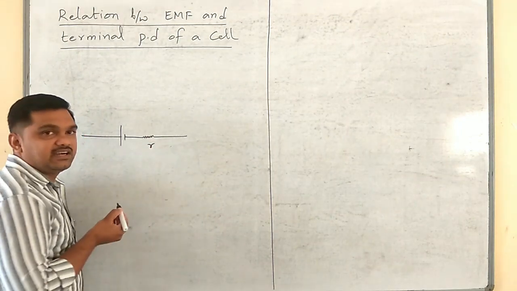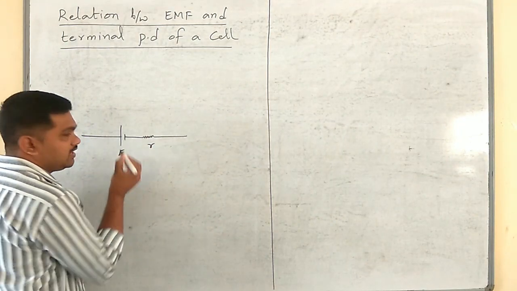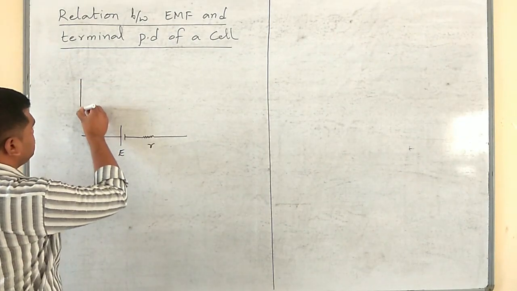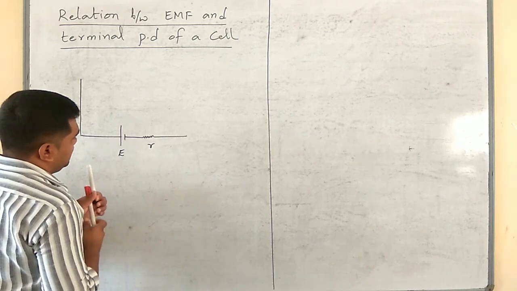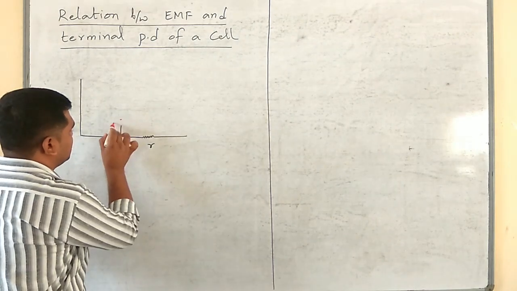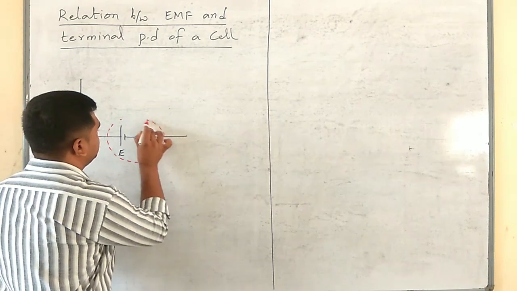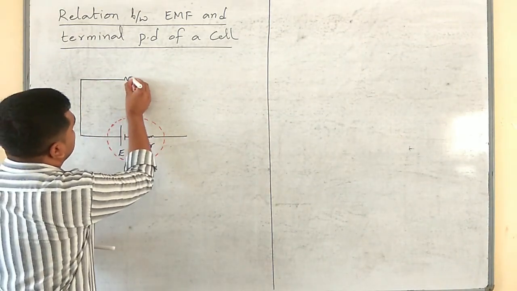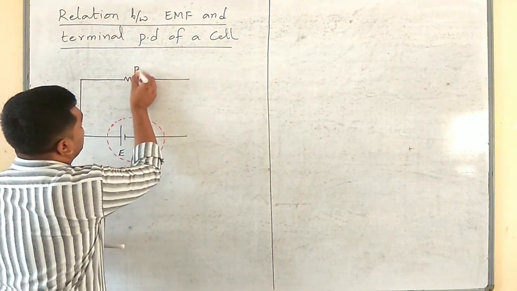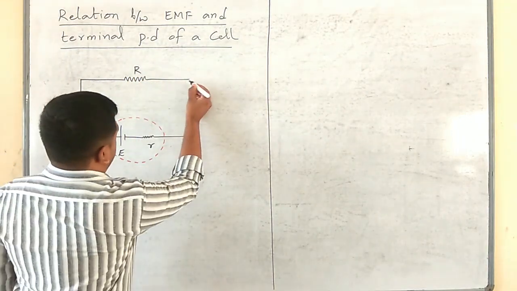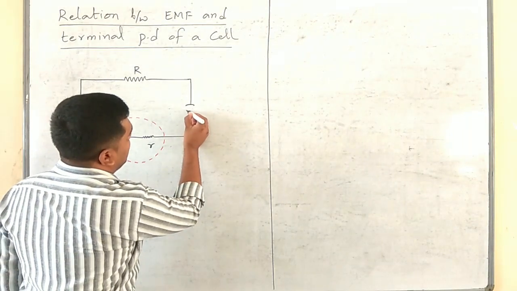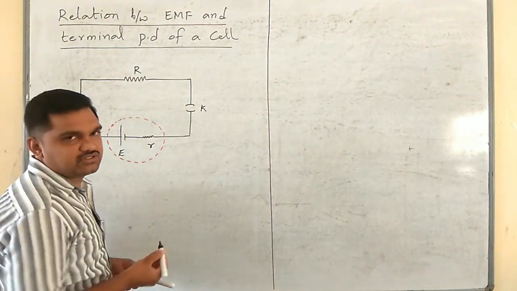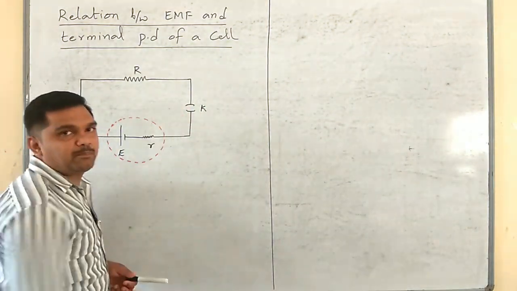Let small r be its internal resistance. E is the EMF of the cell. This system is collectively called a cell. Next, let capital R be the external resistance. I will consider one key here. Otherwise, you can also use the tap key. It is simply a plug key.